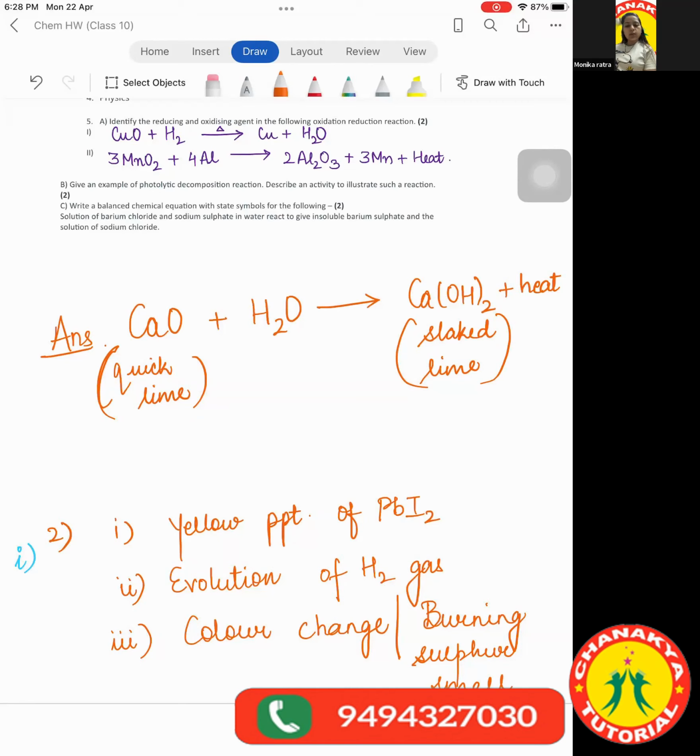Identify the oxidizing and reducing agent. Most of you have written it correctly, but a few of you have written the product as the answer. But I told you very clearly that in case of oxidizing and reducing agent, the answer is always from the reactant side and not from the product side. Yes?